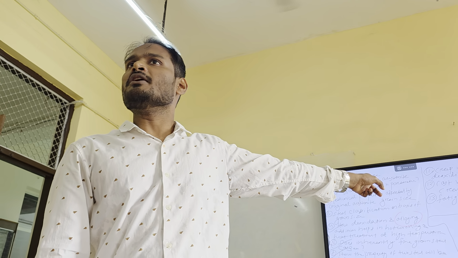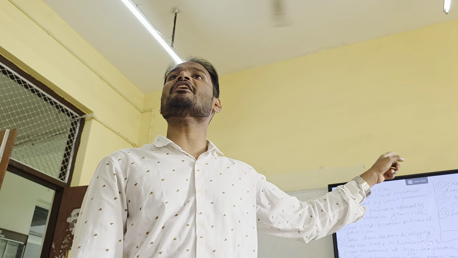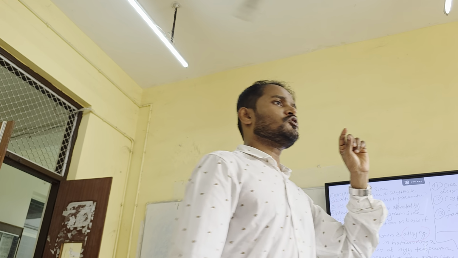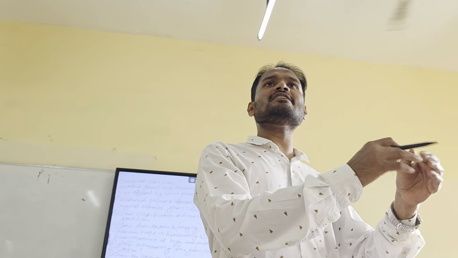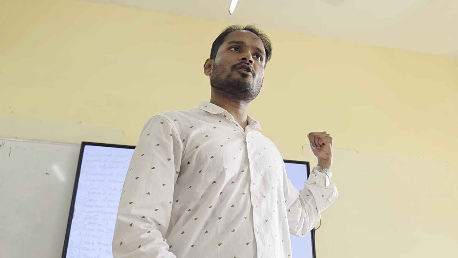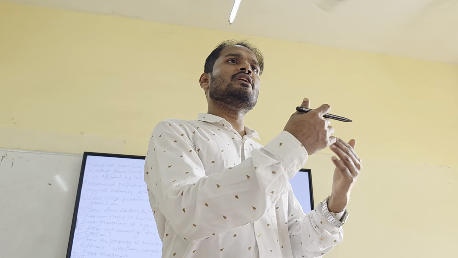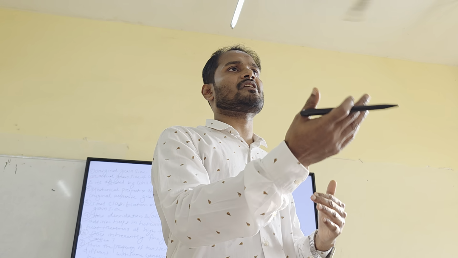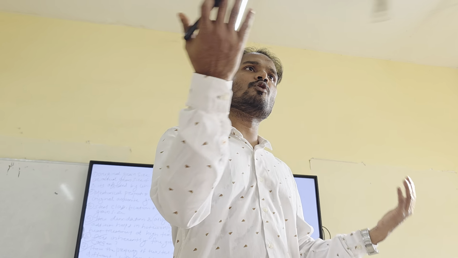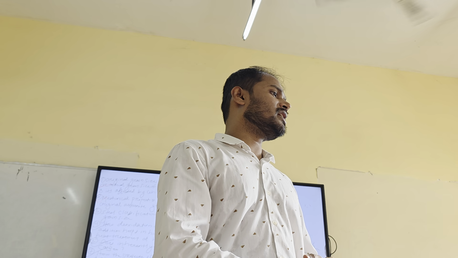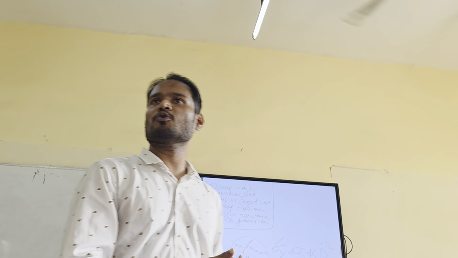Fine? That means d is nothing but the average grain size. If the average size of the grain is smaller, sigma y is more. If the average grain size is bigger, sigma y will be less. So yield strength is affected by the average grain size. Finer grains have more yield strength, coarser grains have low yield strength. That is the relationship, you know that.